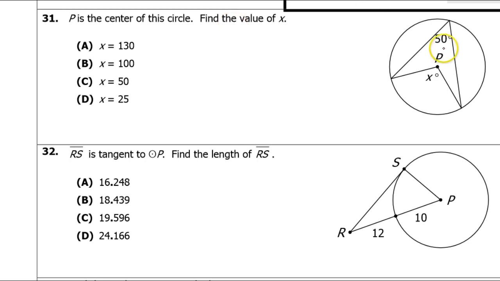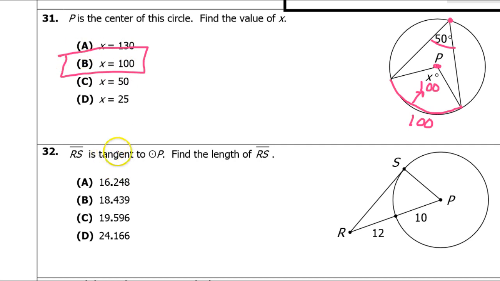So first of all, in this picture, we're only given one number, 50 degrees. Now this is an inscribed angle, right? It's right on the circle. So the arc that goes with that should be double this. So this will be 100 degrees. But then on the other hand, the angle on the inside, this angle is at the center. And in that case, the angle and the arc should be the same. So this angle is also 100 degrees. So the answer to number 31 is B.